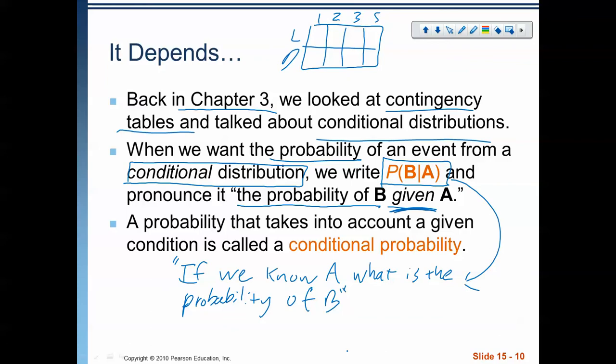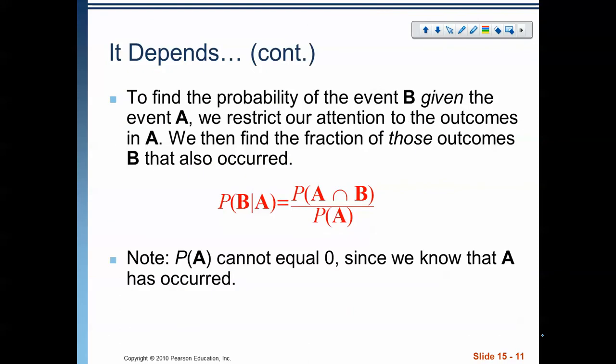We might also call it a dependent probability, right? That's why "It Depends" is such a funny slide name. We might call it a dependent probability because the overall probability of B given A depends on what happened in event A. So let's look at some examples of this.